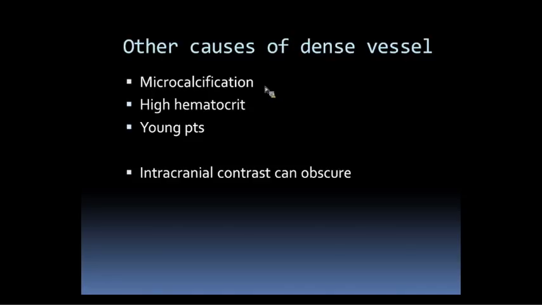You can also just have generalized increased density of the vessels if the patient has a high hematocrit level, or in younger patients they have just denser circulating blood. But that's why it really has to be asymmetric, and you have to really look at the other vessels and see that it's really a focal abnormality.